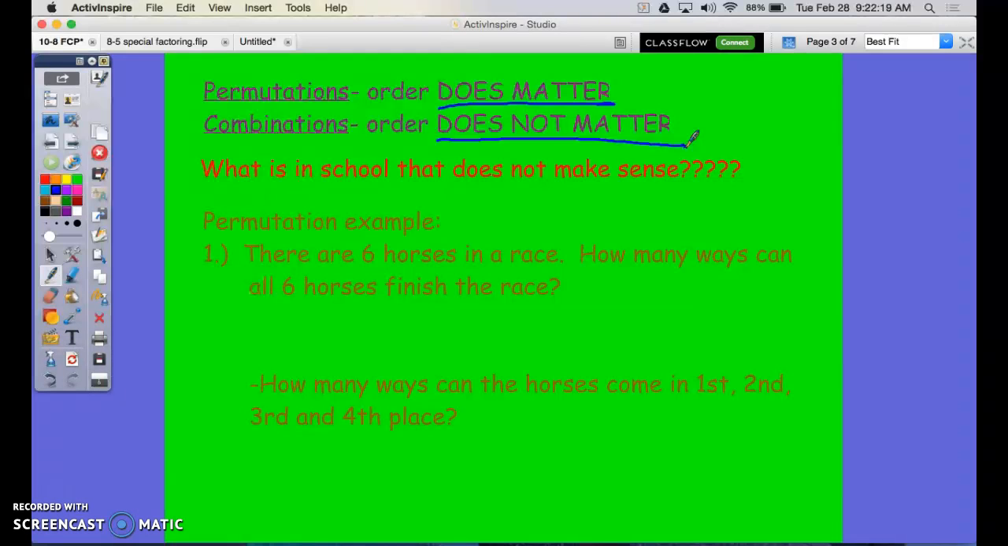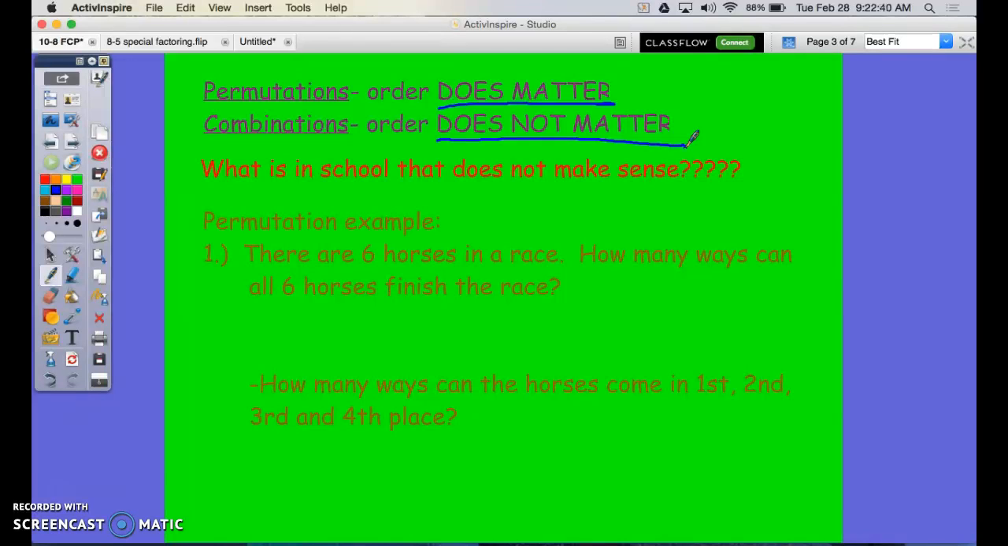Now maybe I just want to form a committee. Maybe I want to have a group of 5 people chosen from a group of 100. How many different ways could I do that? Nobody has a special rank to them. There's no president, there's no vice president. That would be an example of a combination, because now order is not relevant.